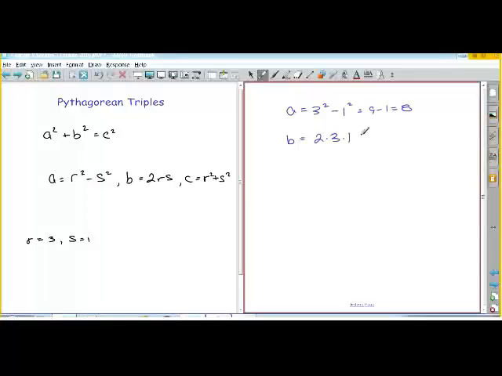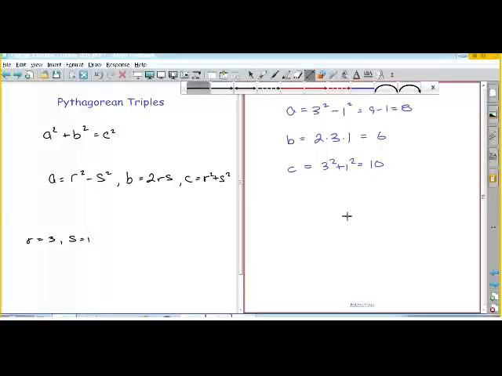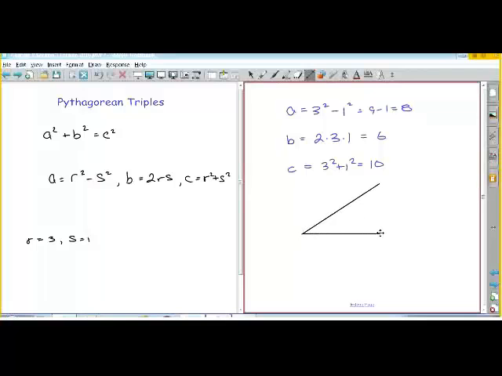B would be equal to 2 times R times S, which is 6. And C, which is the hypotenuse, would be 3 squared plus 1 squared, which is 10. So that is an example of a Pythagorean triple. So if we drew a triangle sort of like this, the shortest side would be 6, the next side would be 8, and the hypotenuse would be 10.